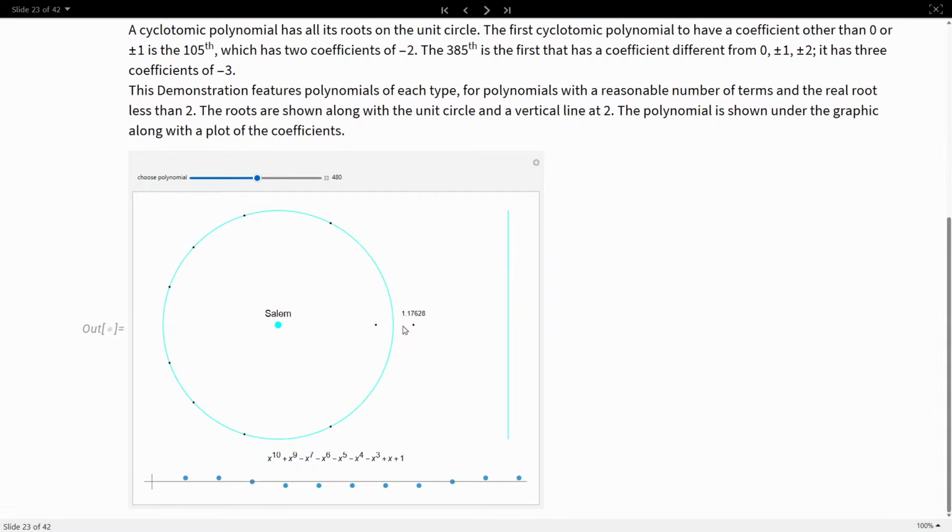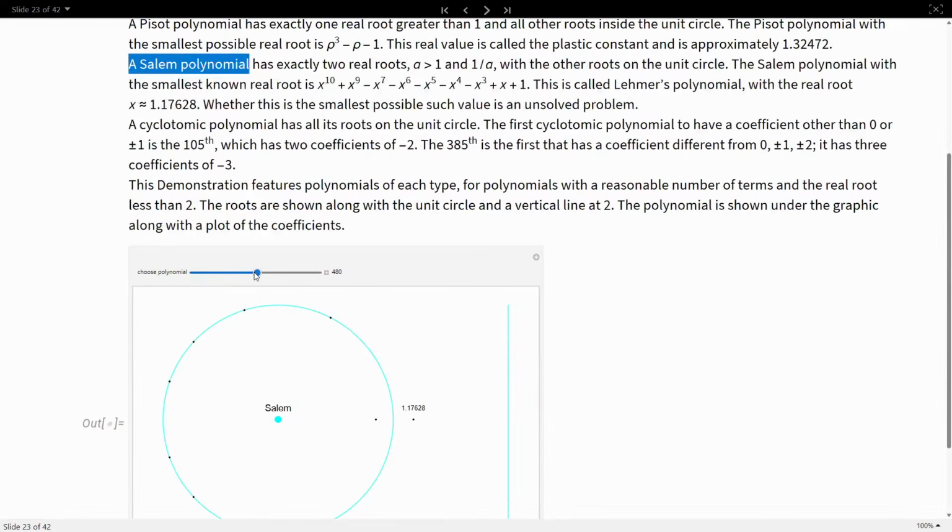If you set up a polynomial that has that property where all but 2 roots are, for example, all the non-real roots are on the unit circle, and there's only 2 real roots, the smallest known for the real root outside of the circle is 1.17 for this polynomial here. So this is known as the Salem polynomial, and it's unknown if that's the best one. So let me see what else we've got in here.